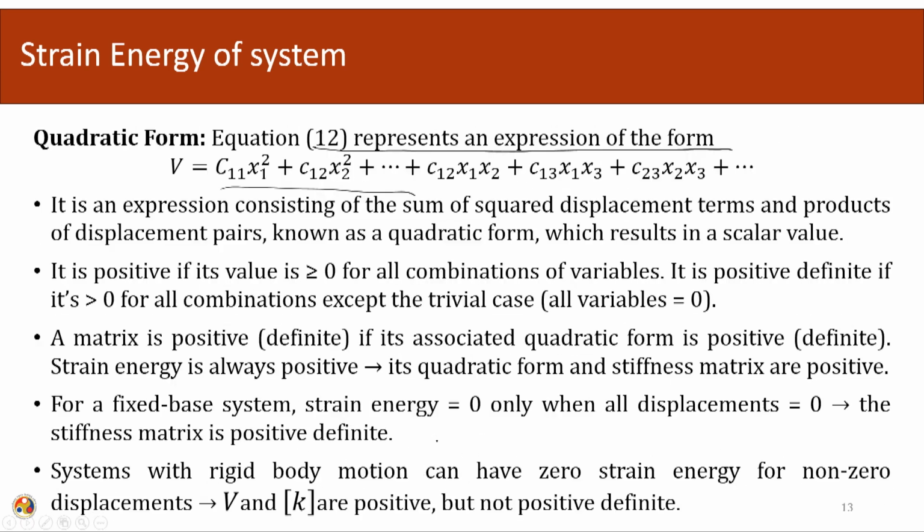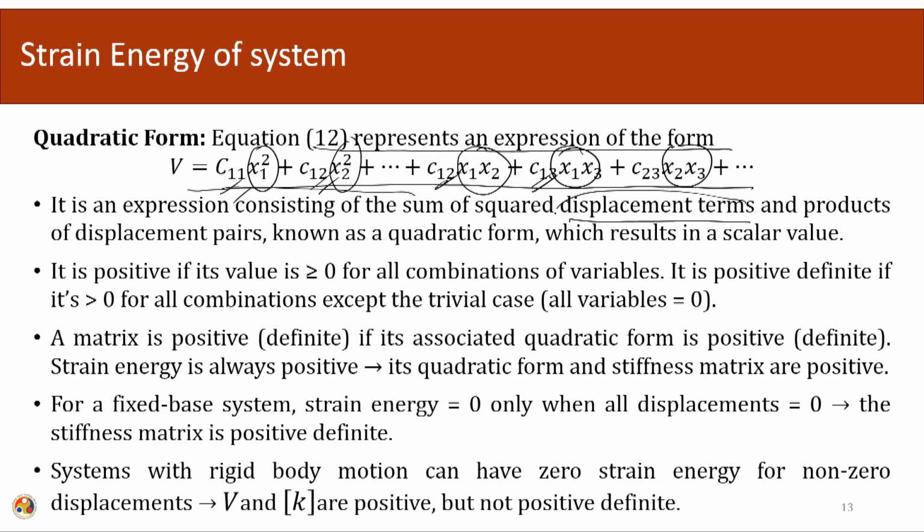Same way we can write down this thing in the algebraic form. So, what it will do is that it will have the x terms, and then it will have the cross terms, and C1, C11, C12, all these things are the coefficients that are coming from the stiffness matrix. So, this is an expression consisting of the sum of the squared displacements.